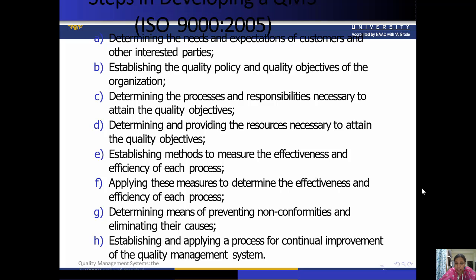Now, determining means of preventing non-conformities and eliminating their causes. Similarly, establishing and applying a process for continual improvement of the quality management system. So these are the 8 steps of development of a quality management system as per ISO 9000:2005.